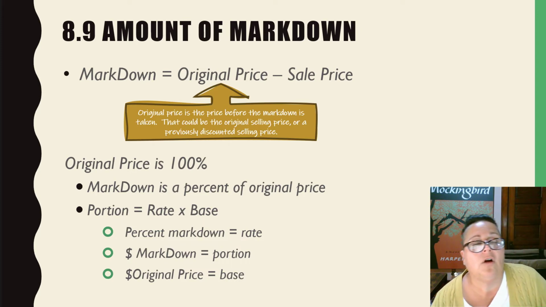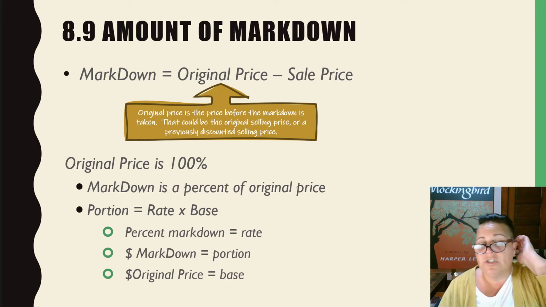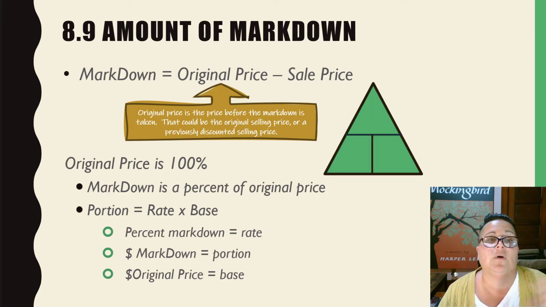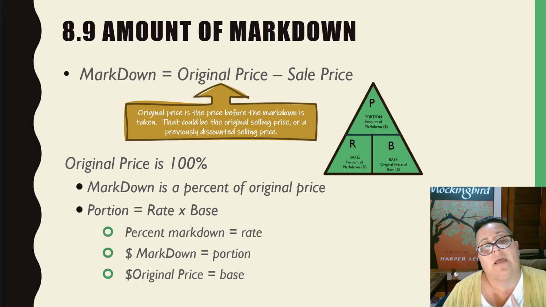When we do a markdown, our original price or last price is our 100%. The markdown is listed as a percent of the original price, and we use the portion is equal to rate times base. In this case, the percent markdown is our rate, the dollar amount of the markdown is our portion, and our original price is the base. This is once again the percent triangle that we've been doing the entire time, where P portion is the amount of the markdown, R rate is the percent of the markdown, and B base is the original price of the item. That means that those three formulas that we used in the first two presentations all apply here.